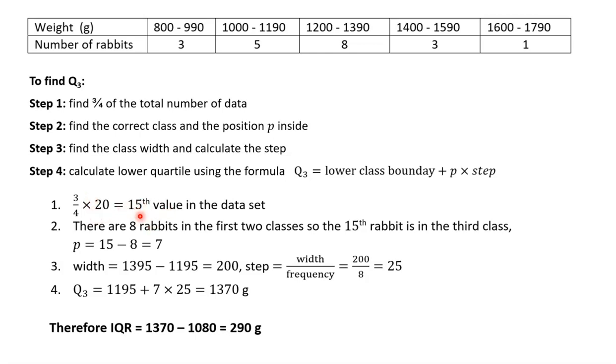Again, so to find the total position is the 15th value. The 15th rabbit is in the third class. So to find the position, it's 15 minus 8 is 7. Class width is 200. Step is 25. And so the upper quartile of the weights of the rabbits is 1370 grams. And therefore, the interquartile range will be 290 grams.